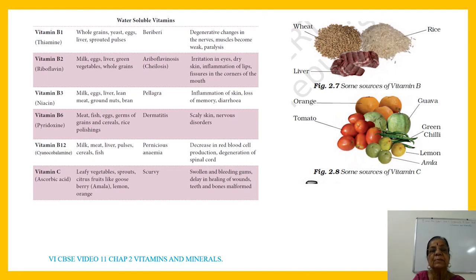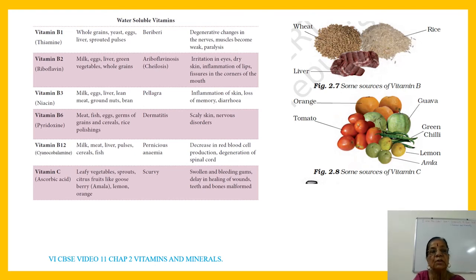And vitamin B1 thiamine deficiency disease is called beriberi. These are all technical terms you usually need to know. So the thiamine vitamin B1 causes beriberi. What are the symptoms? Degenerative changes in the nerves and muscles become weak, and paralysis. Paralysis means losing the use of hands and legs, like a paralytic attack. So degenerative changes in the nerves, muscles become weak and paralysis.